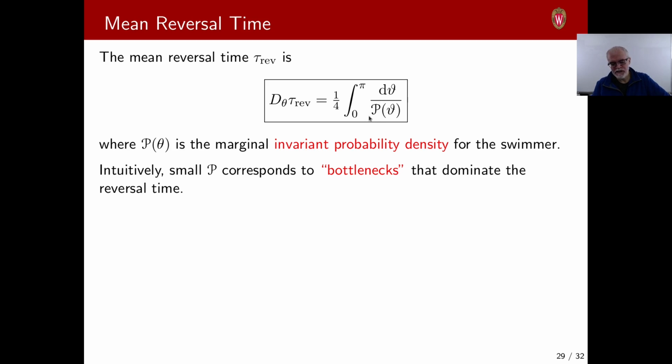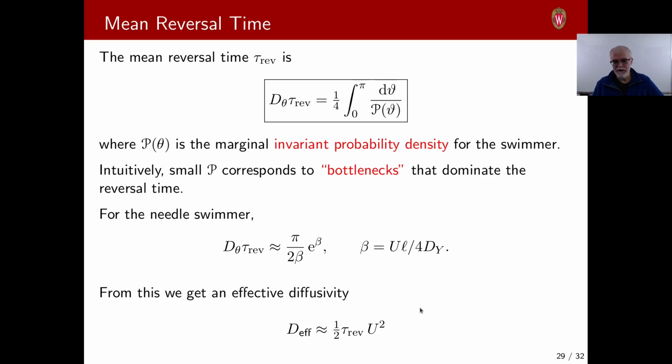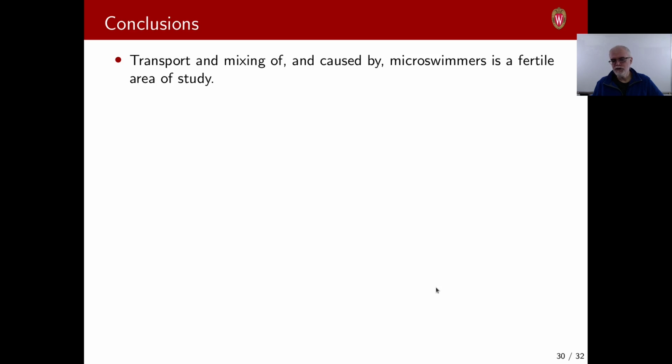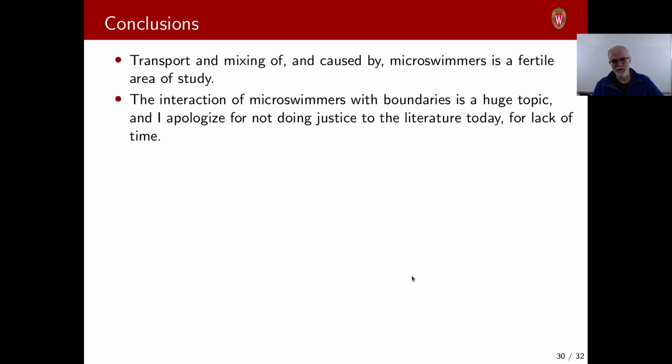So when the probability is small, this corresponds to a very small bottleneck that dominates the reversal time. And so from this, you can get a value for the reversal time, for instance, for the needle swimmer, where this Peclet number is moderately large, and you can get an effective diffusivity out of this. So in the paper, we actually use homogenization theory to get this more accurately, but this reversal model is actually pretty simple and gives a pretty accurate answer.